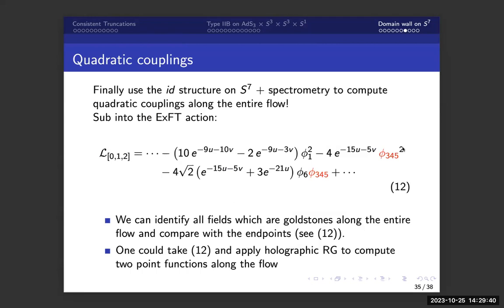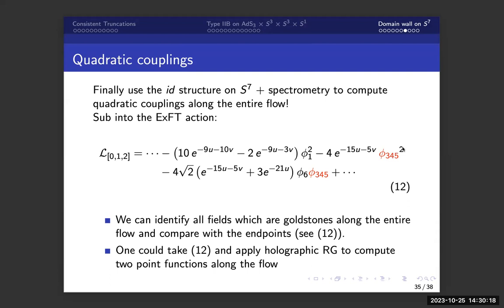So here's where the remark from earlier applies. Here we're working in a truncation which is N=1, but the 7-sphere still admits an identity structure. And to apply the spectrometry, although this 4-dimensional consistent truncation does not come from the identity structure on the 7-sphere, you can still use the identity structure on the 7-sphere to compute the spectrum around these backgrounds, and in particular around the domain wall background. And so we can do it.